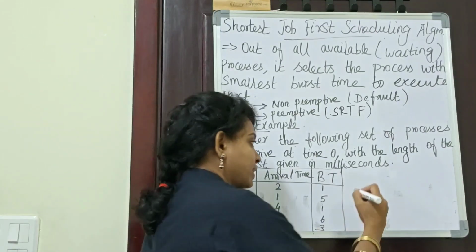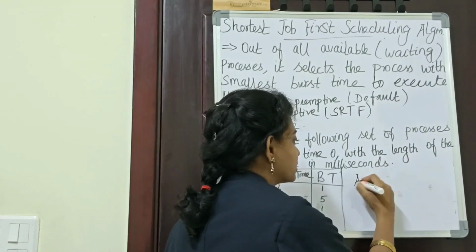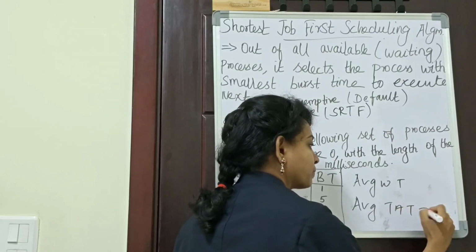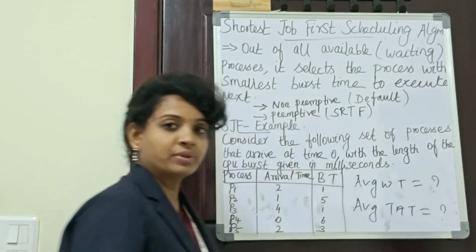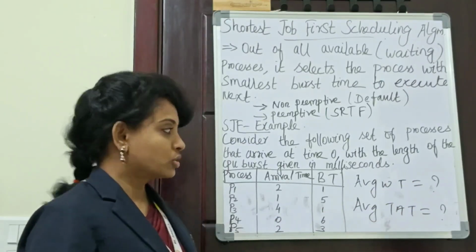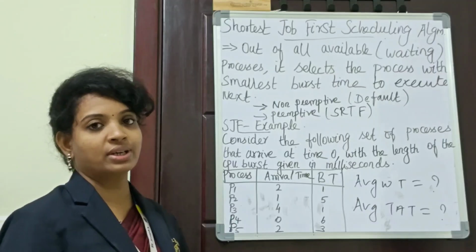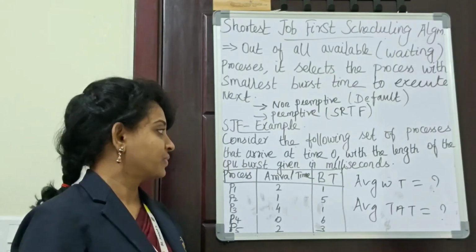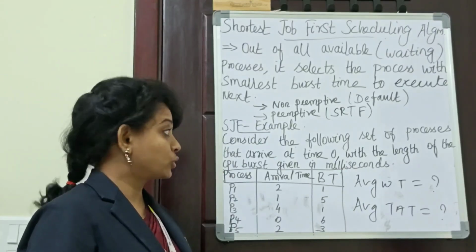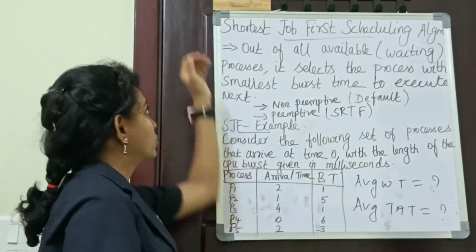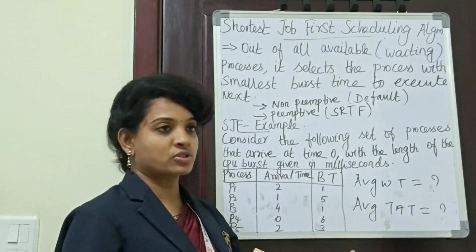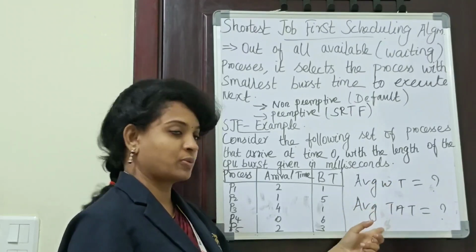From this problem we have to calculate the average waiting time and the average turnaround time. How will we solve this problem? By using the shortest job first scheduling algorithm. First we have to draw the Gantt chart. Then we will calculate the completion time, turnaround time, waiting time and response time. Then we will calculate the average waiting time and average turnaround time.